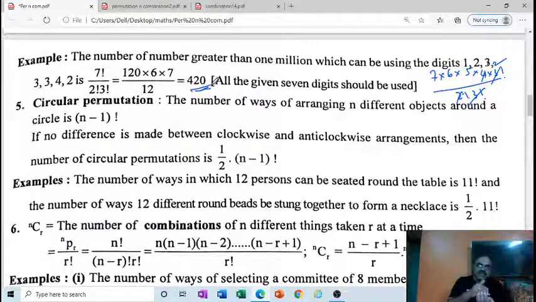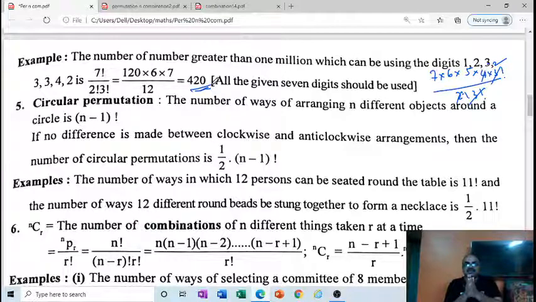Fifth fellow is not taken into consideration, because leaving him, the rest 4 have to be arranged. Leaving this next fellow, the next 4 have to be arranged, like that. So circular permutation always goes with, if there are n number of objects, it is going to be n minus 1 factorial ways.